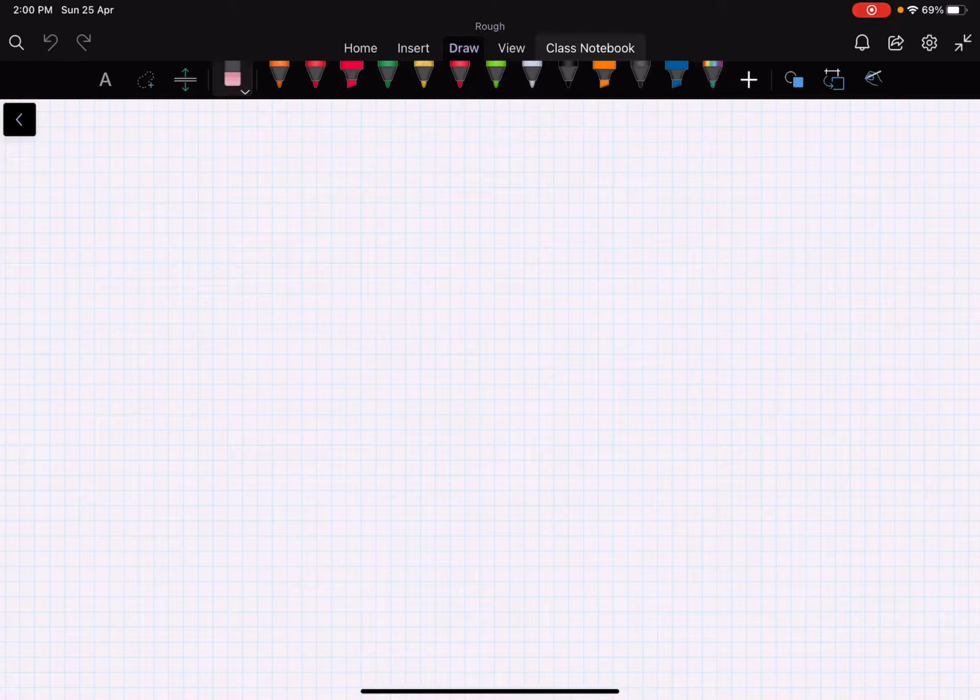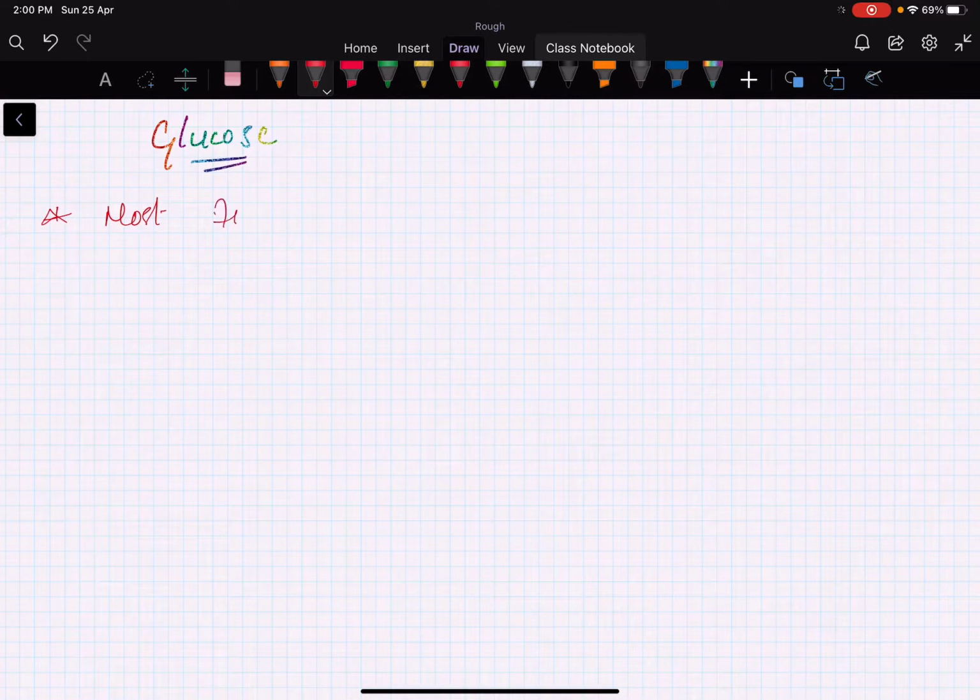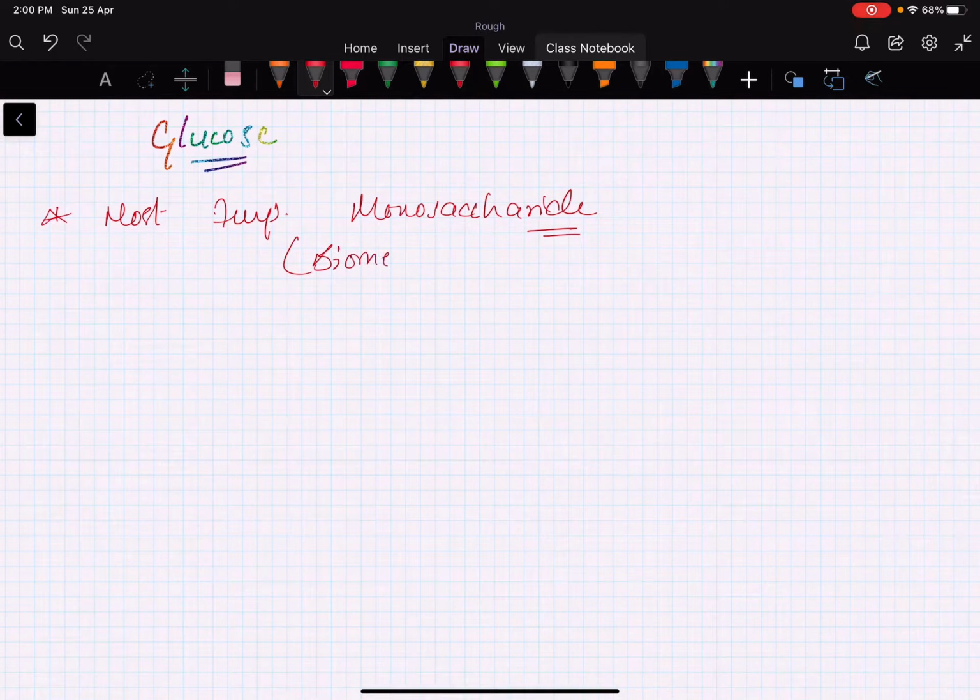Okay, now we'll talk about glucose. Biomedically, glucose is the most important monosaccharide. There are three ways to represent it.